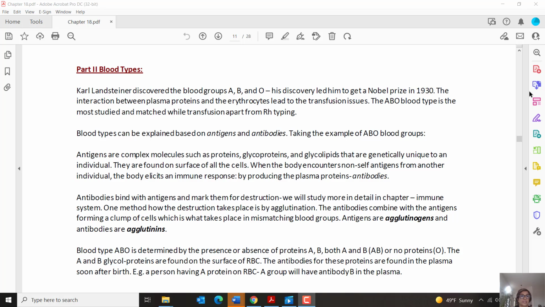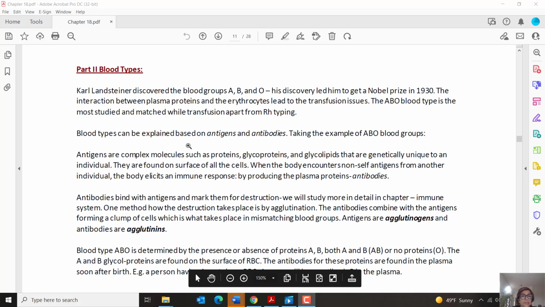The ABO groups were discovered by Karl Landsteiner in 1930, and he got a Nobel Prize for that. He gave a boon to transfusion, really, because the ABO group is the most matched blood typing that we see, and also Rh, right? That was discovered a little later than the ABO groups.